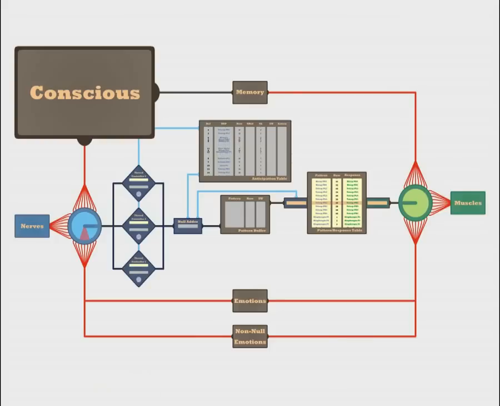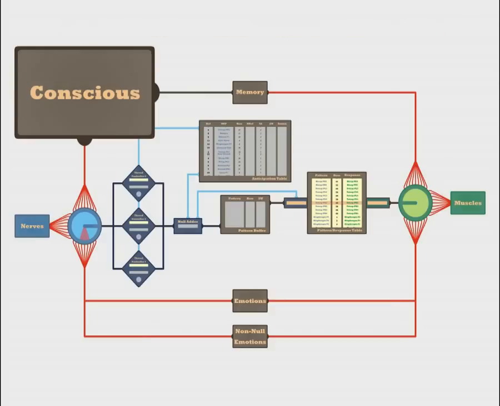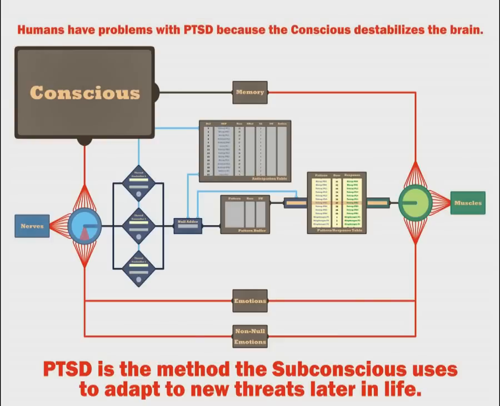If the conscious interferes with the conditioning process, it will prevent the process from completing. Then the memory will cycle through indefinitely. So, to summarize, PTSD is the method the subconscious uses to adapt to new threats later in life. Humans have problems with it because the conscious destabilizes the brain.